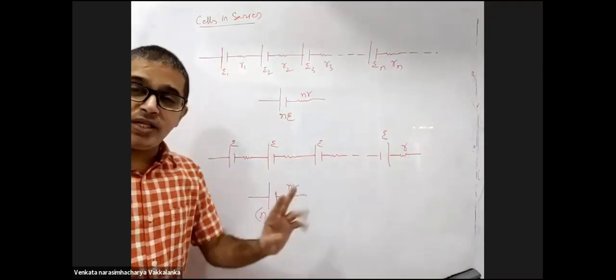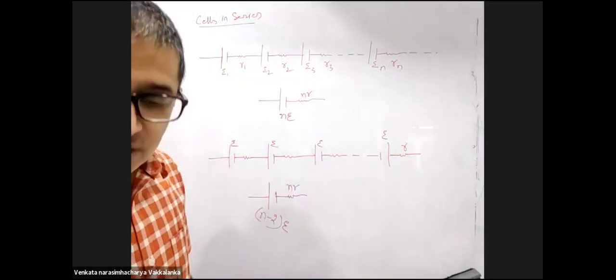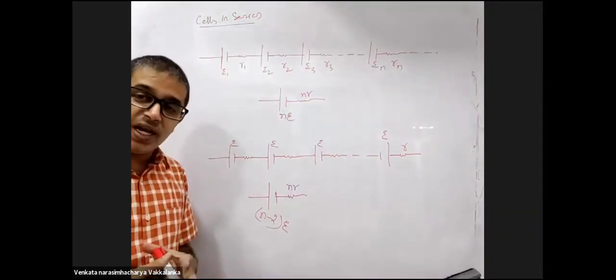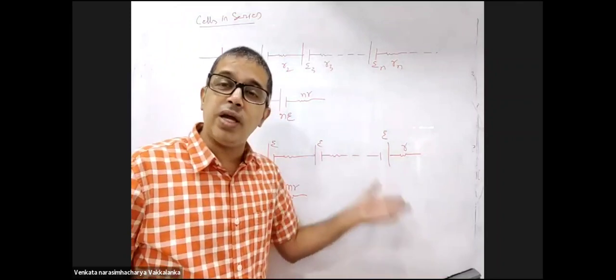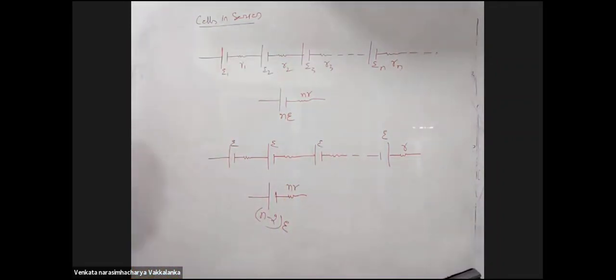But NR will be the same. Resistance doesn't have a polarity. It will always add up. Suppose I connect 2 wrongly. It is N minus 4. Right? Yes, sir. Take it down till here.